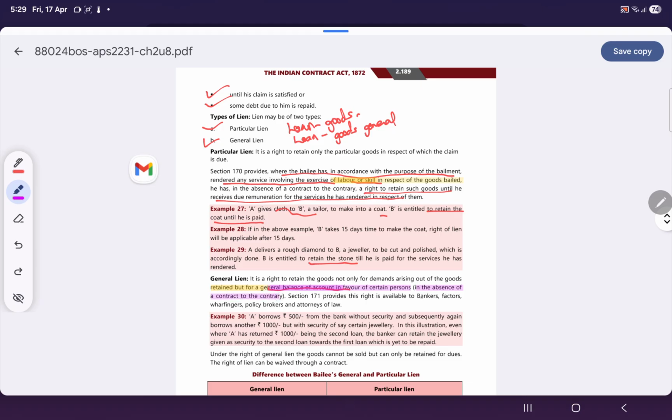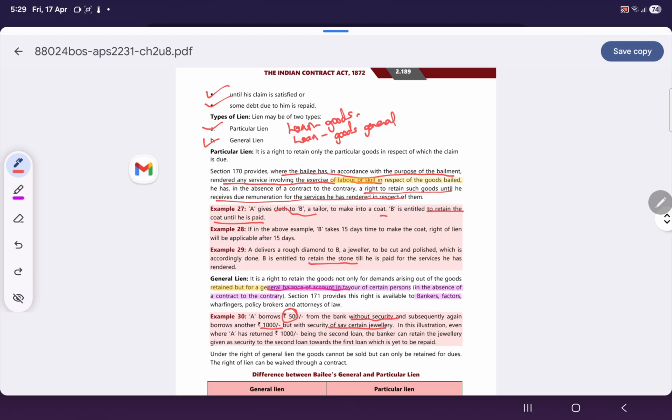Now this right is available for whom? Generally bankers, factors, wharfingers, policy brokers and attorneys of law. A borrows 500 from a bank without security. So for the 500 there is no security. And subsequently again 1000, but with security of certain jewelry.